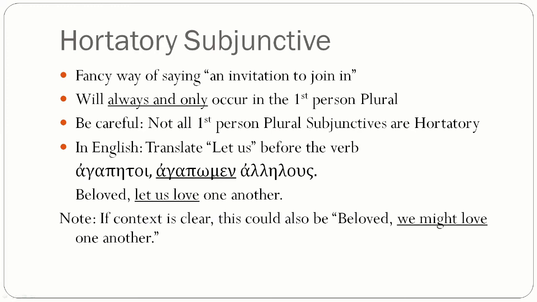Take note of this last part here. Okay, if the context clearly calls for it, this could be a general subjunctive, which would say something like, beloved, we might love one another. Okay, or we would love one another. Something like that. Okay, just a general statement of possibility rather than trying to mobilize everybody to do something. But the fact that this is first person plural means that the hortatory translation is in play here. But again, when you see a first person plural subjunctive, that does not necessarily mean it's going to be translated this way.